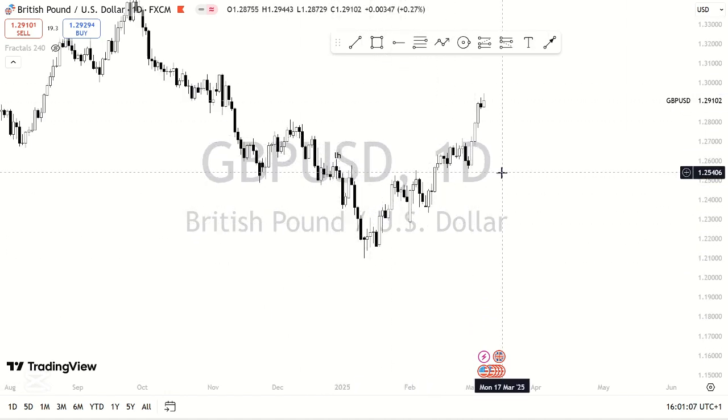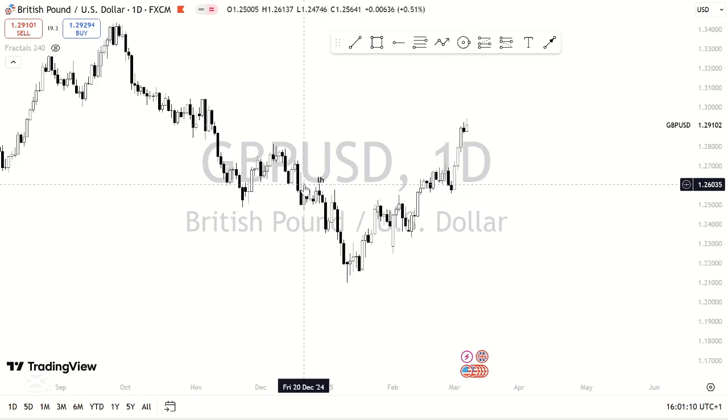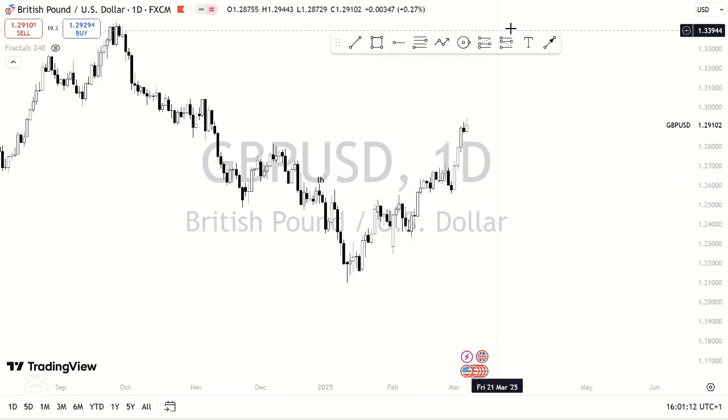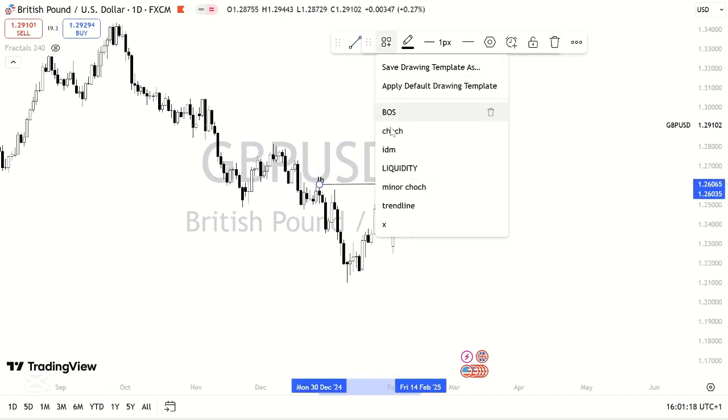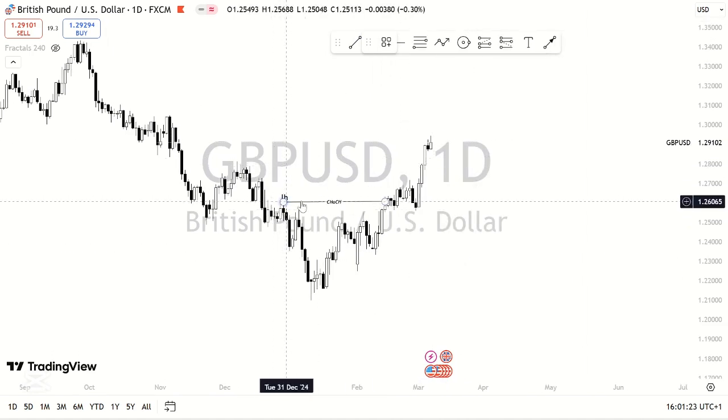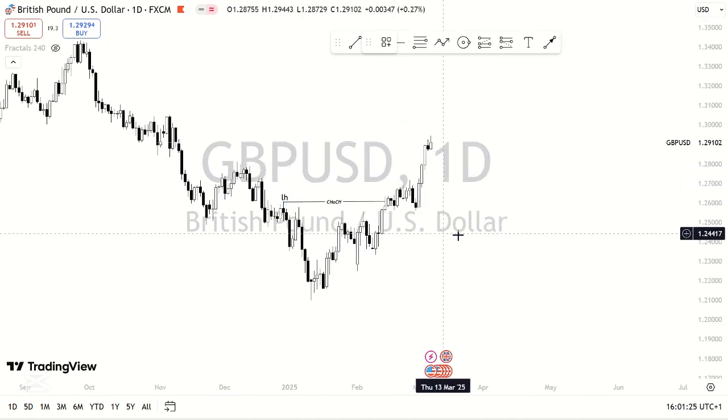So what can we see now? You can see that price has broken past this zone. So this means that GBPUSD is no longer in a downtrend. Instead, it's in an uptrend because it made a move past the last lower high.